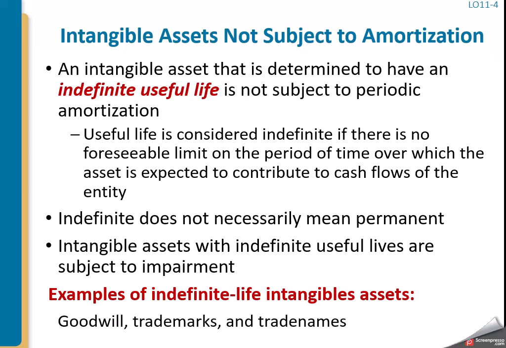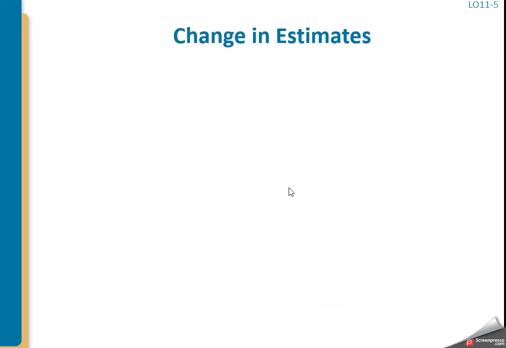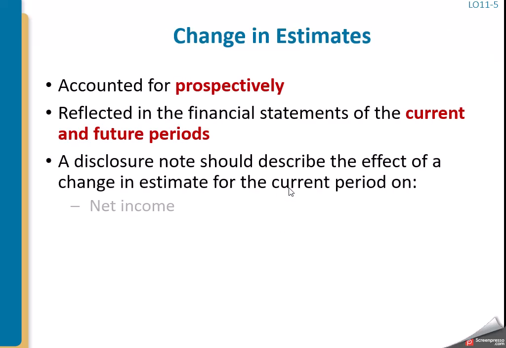There are some intangible assets that we don't amortize because they don't end. Like goodwill, we are going to look at it to see if it's impaired. Trademarks and trade names last as long as that company's in business, so we normally do not amortize those out to expense.